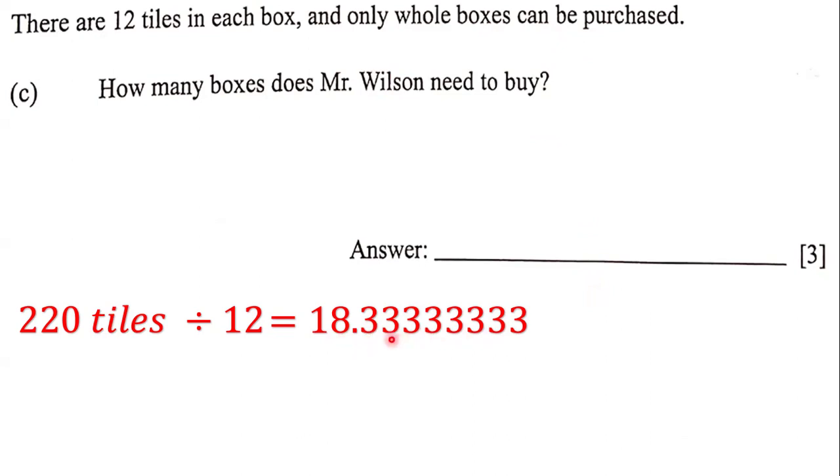If we say that he needs 18 boxes, well, 18 boxes wouldn't contain enough tiles for him to cover the whole floor. So it has to be more than 18 boxes. So we have to use 19 boxes, because 19 boxes would be more than enough for him to complete the whole thing. The best amount of boxes that we need is definitely going to be 19. 19 is going to do the job for us.